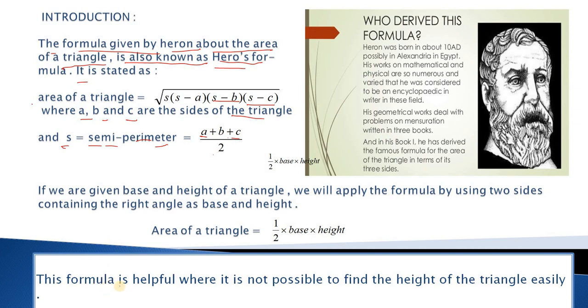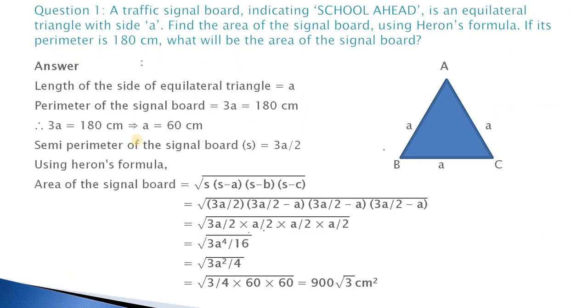Okay. This formula is helpful where it's not possible to find the height of the triangle easily. If we are given a right angle triangle, we get the basic formula for the area of a triangle, 1 by 2 into base into height. If we are given base and height, we use this formula. Okay. Let's start question number 1, exercise 12.1.